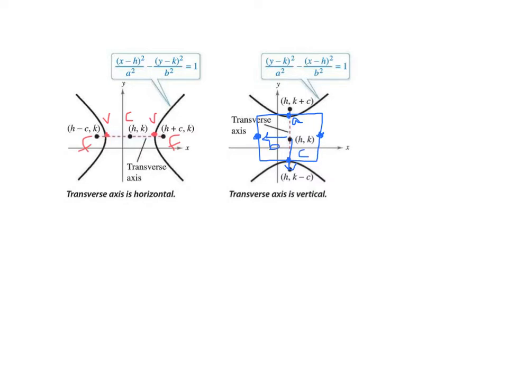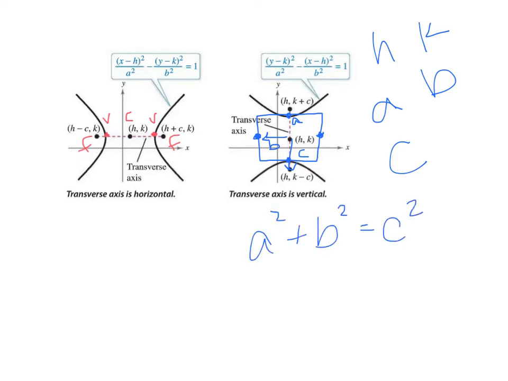So when you're writing your equation in standard form, you need your H, you need your K, both come from your center. You need your A, your distance to the vertex from the center. You need your B, which takes you to your co-vertex, which is invisible again. But usually you can find your C, which gets you to your focus. You use the equation A squared plus B squared equals C squared in order to solve for anything you're missing.